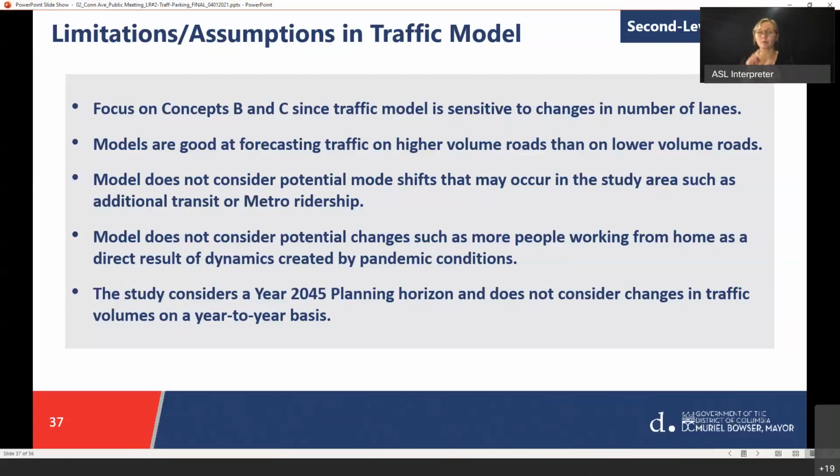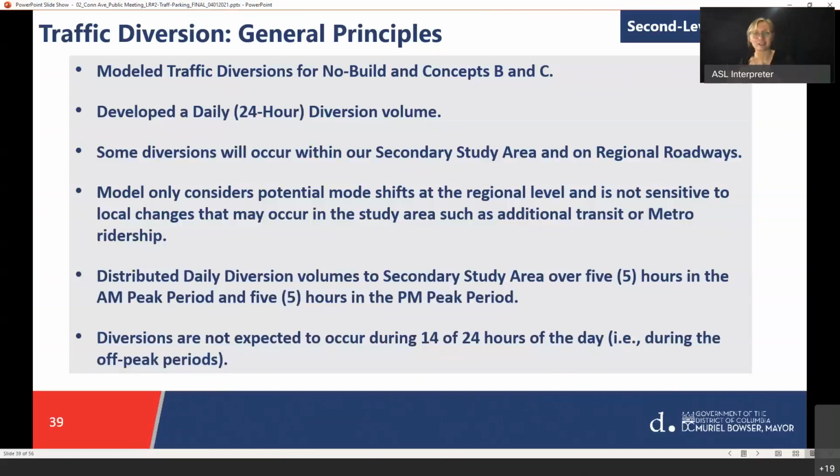And the study considers a year 2045 planning horizon and does not consider changes in traffic volumes on a year-to-year basis. Michael is going to talk a little bit about traffic diversions. Michael?